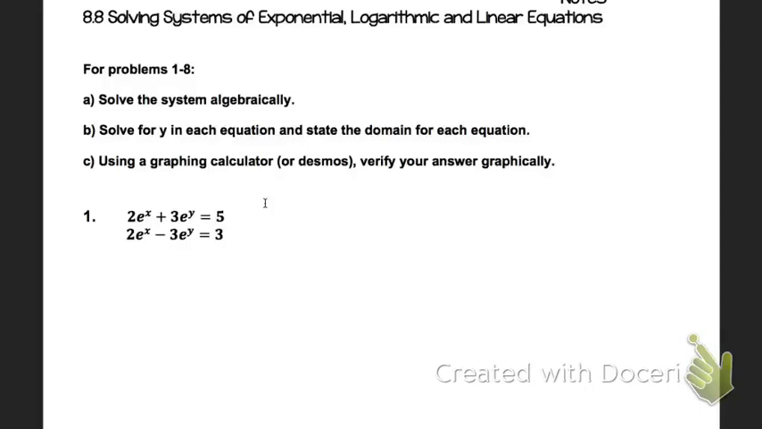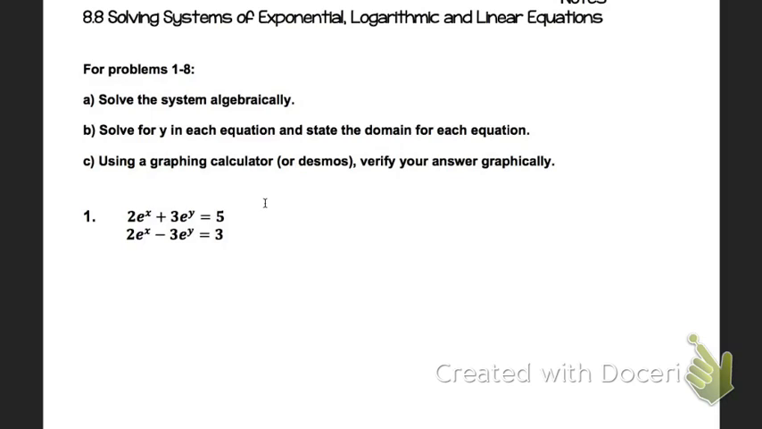So for 8.8, we are just taking logarithmic and exponential equations and solving a system. So where do they intersect? There are three options of answers. There's where they never intersect. They're just going different ways. So we'd get no solution.